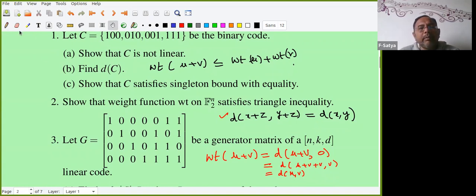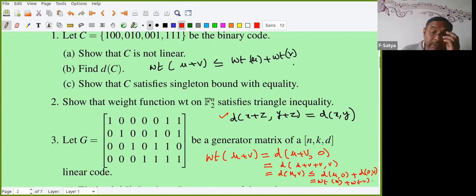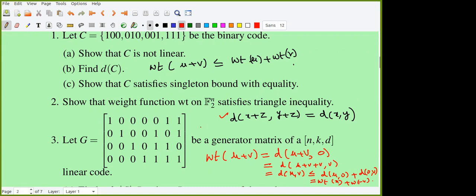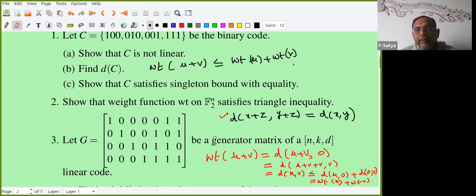It is u, v. But now you know that the distance function satisfies the triangle inequality. So it is distance of u comma 0 plus distance of 0 comma v, correct? So this is nothing but weight of u plus weight of v. Is that okay? Is this part clear? Okay, so I hope you understand the second question, all of you.